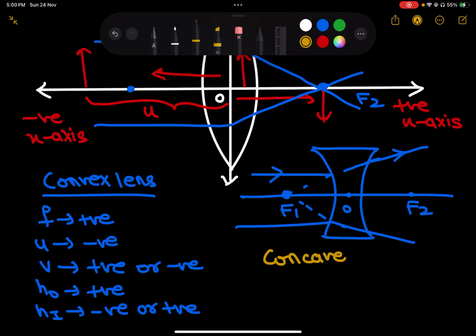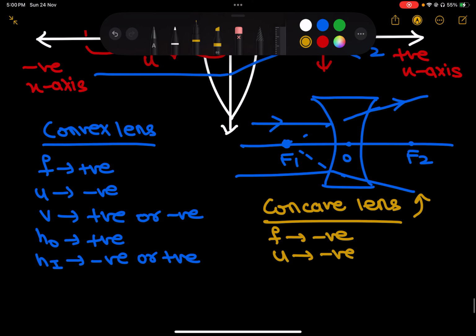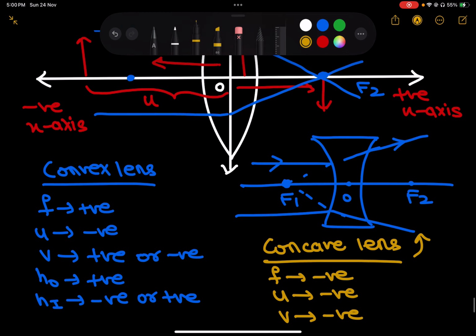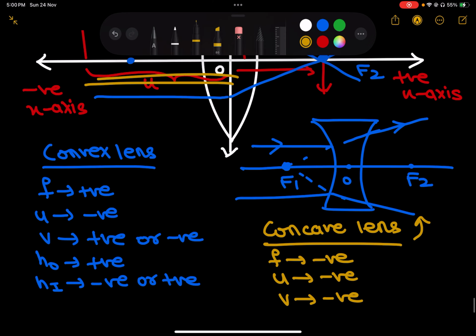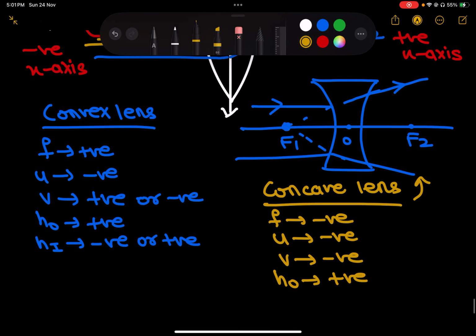Now moving on to concave lens. We'll see the same thing for concave lens. Focal length is negative, as I showed you up here. u is also negative. v is also always negative here because the image formed is always virtual and erect. It was always formed on the left hand side here. So v is always negative. Height of object is always positive. Height of image is always positive because it is a virtual and erect image. So for concave lens, it is fixed. For convex lens, it may vary. Both v and h_i may vary for convex lens. Understood the sign convention?